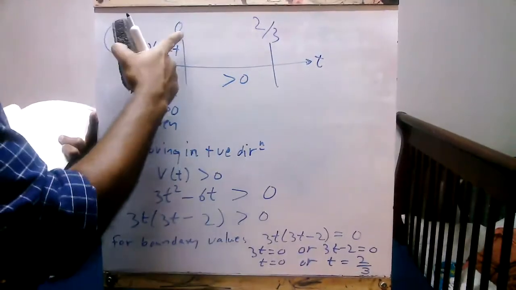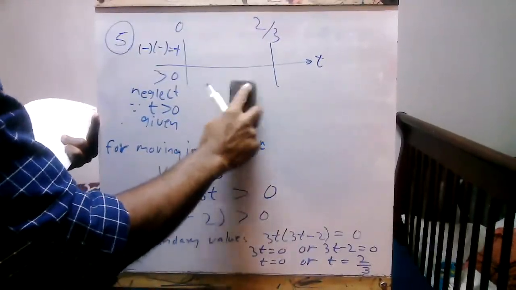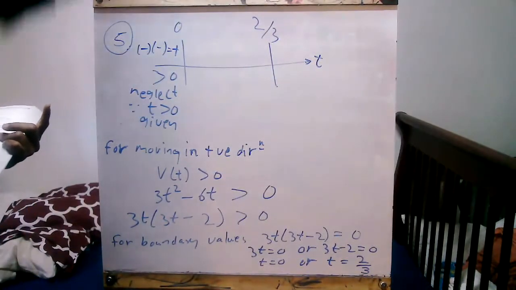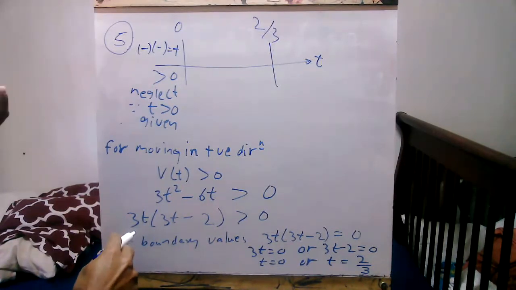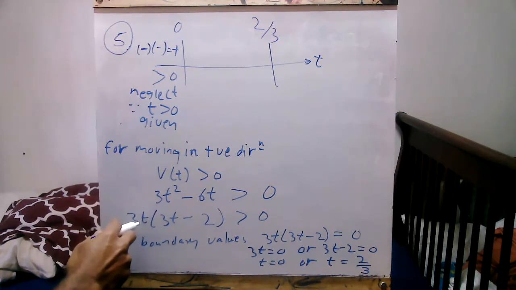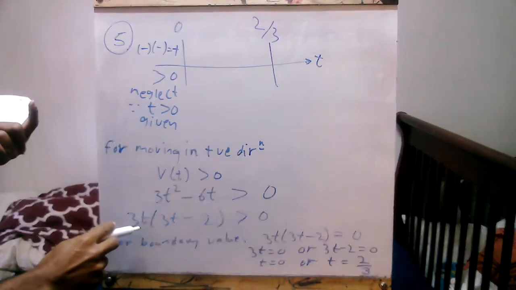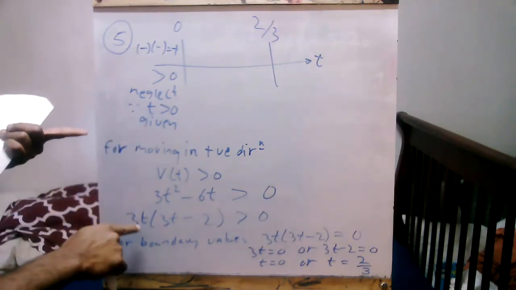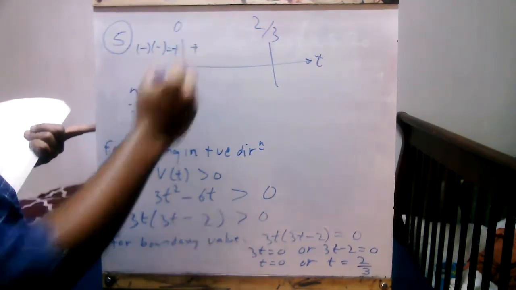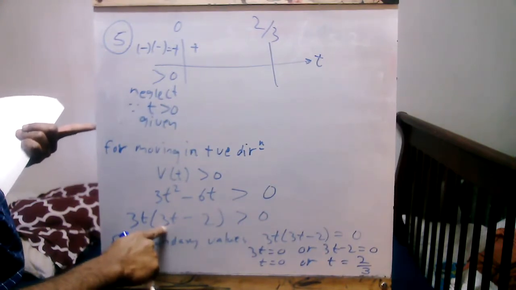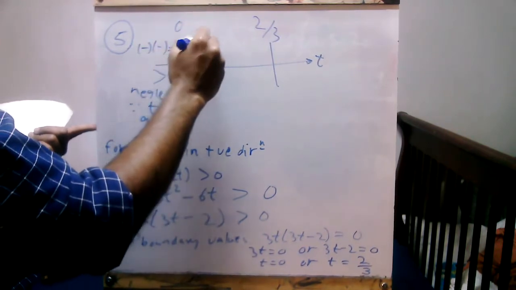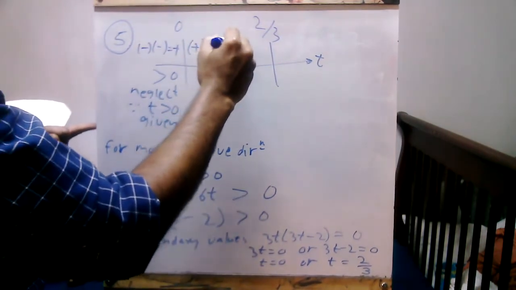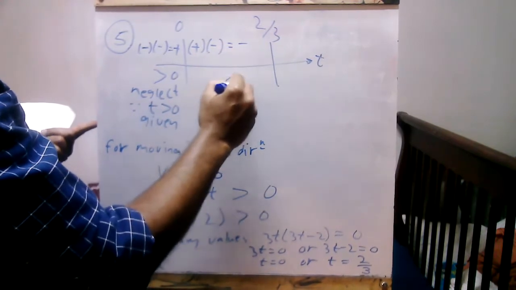We want to substitute a number between 0 and 2 over 3. We can substitute half here. If you substitute half or 0.1, you can substitute 0.1 for convenience. This is 0.3, it is positive. With 0.1, this is 0.3 minus 2, then that is negative. That means this is negative. Here it is less than 0.